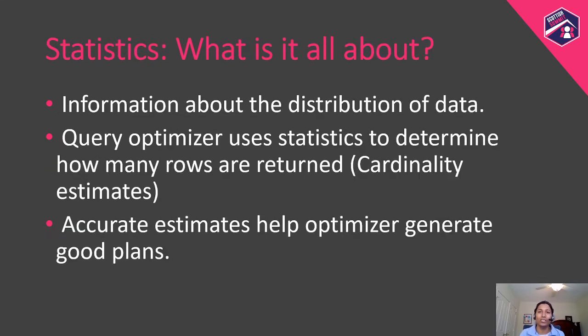So statistics, what is it all about, right? Statistics are blob structures which are saved inside the system tables to describe the distribution of the data inside a column or set of columns or an indexed view. The query optimizer inside SQL Server will use and trust these statistics to determine how many rows it thinks are going to come back out of a table or a column, which is also known as cardinality estimates. The more accurate these estimates are, the better the plans the optimizer can generate.